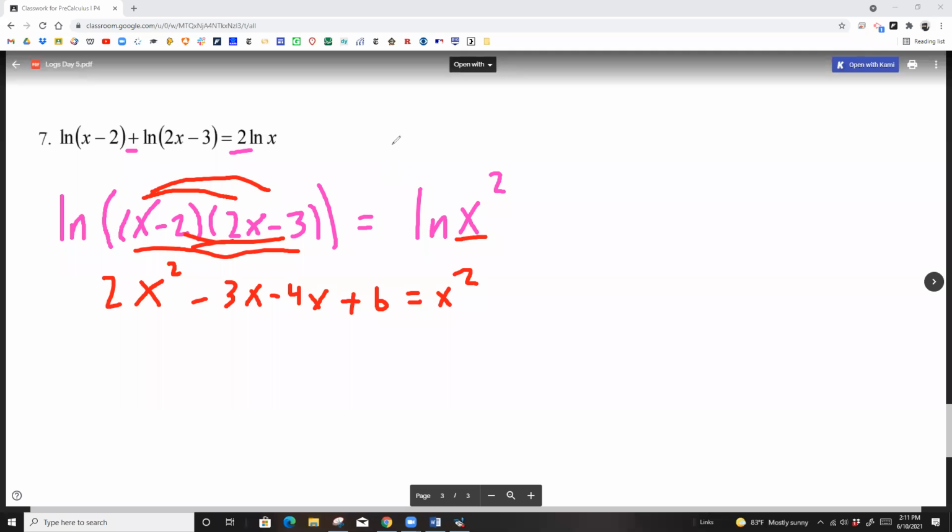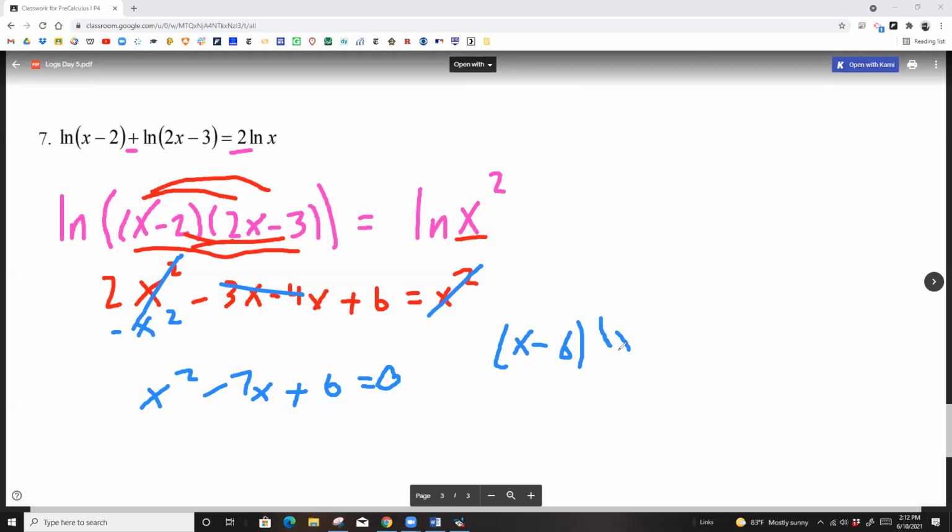Okay, so now it's just a quadratic equation. So we can put this into standard form. Bring this x squared over to the other side, so that becomes just an x squared. These two we can condense, or add, to get negative 7x plus 6 equals 0. Now we're going to factor that. So we get x minus 6 times x minus 1, which means that x should equal 6 or 1.